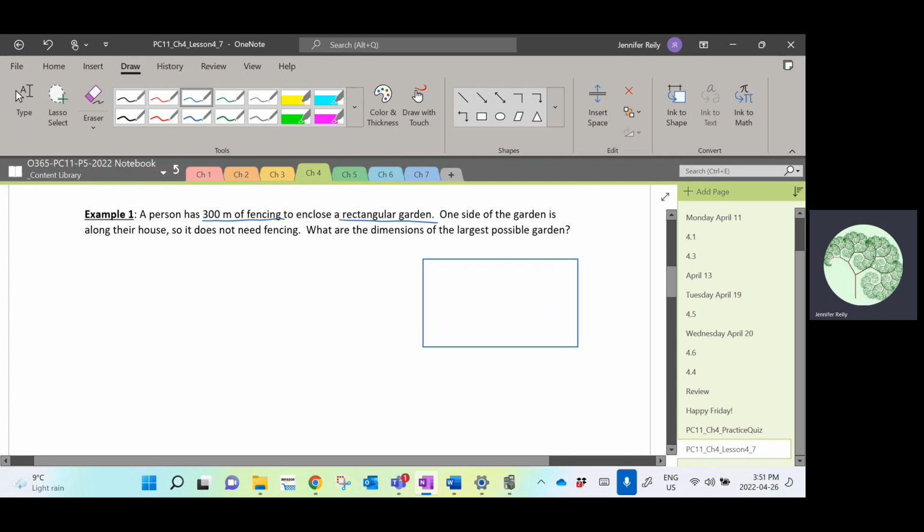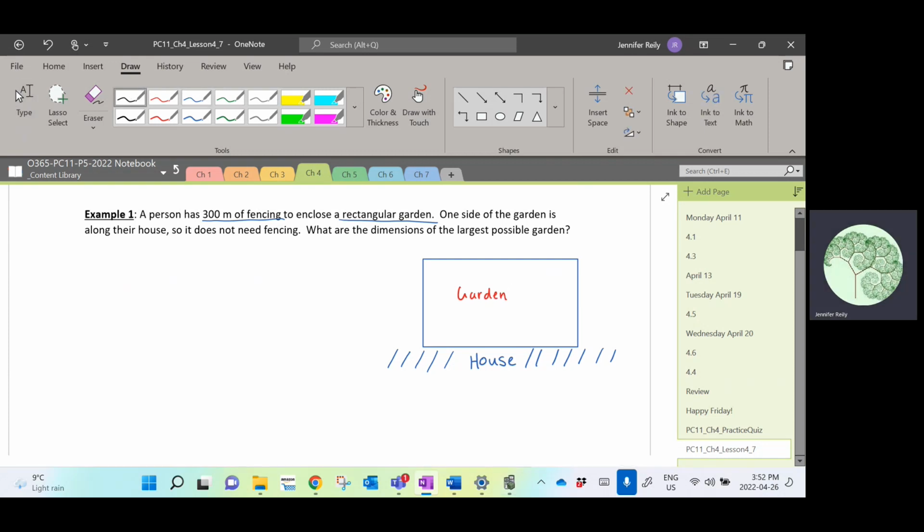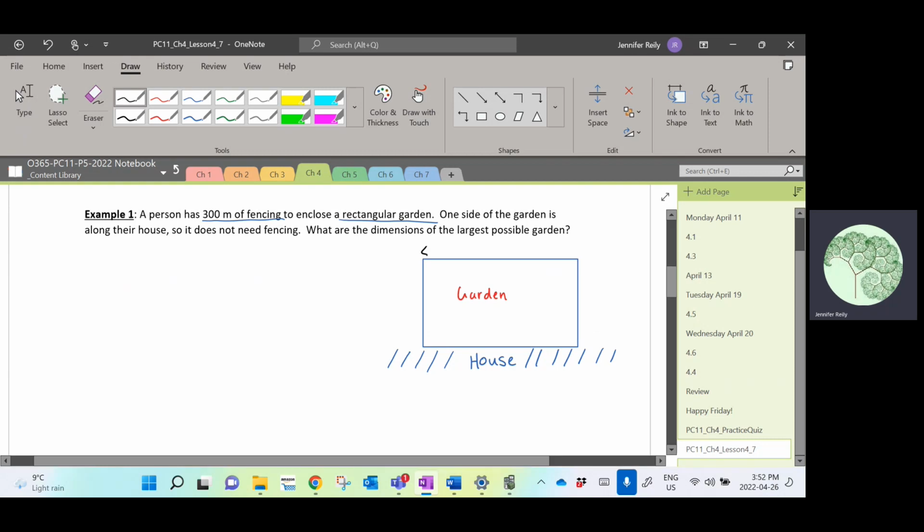Okay, let's say this is the house. And so we won't need to have a fence along this side of the garden. So in the middle here, we have our garden. You can draw little flowers if you want to, not necessary. And let's label the length and the width here. So let's call this the length of the garden. And let's call this the width.